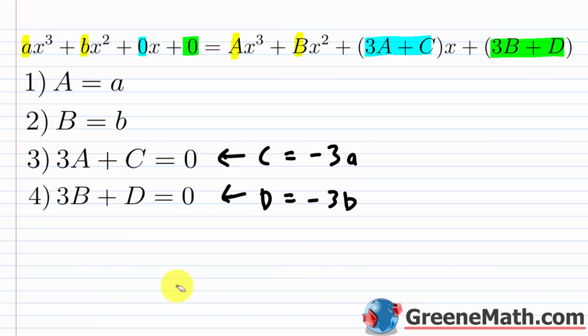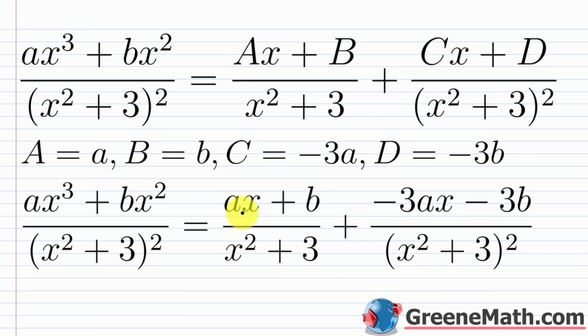Okay, so let's go down. This lowercase a gets plugged in here, so it's going to show up there. Lowercase b gets plugged in there, so it's going to show up right there. Negative 3a gets plugged in for this c, so that gets plugged in right there. And then negative 3b gets plugged in for d, so that shows up right there.